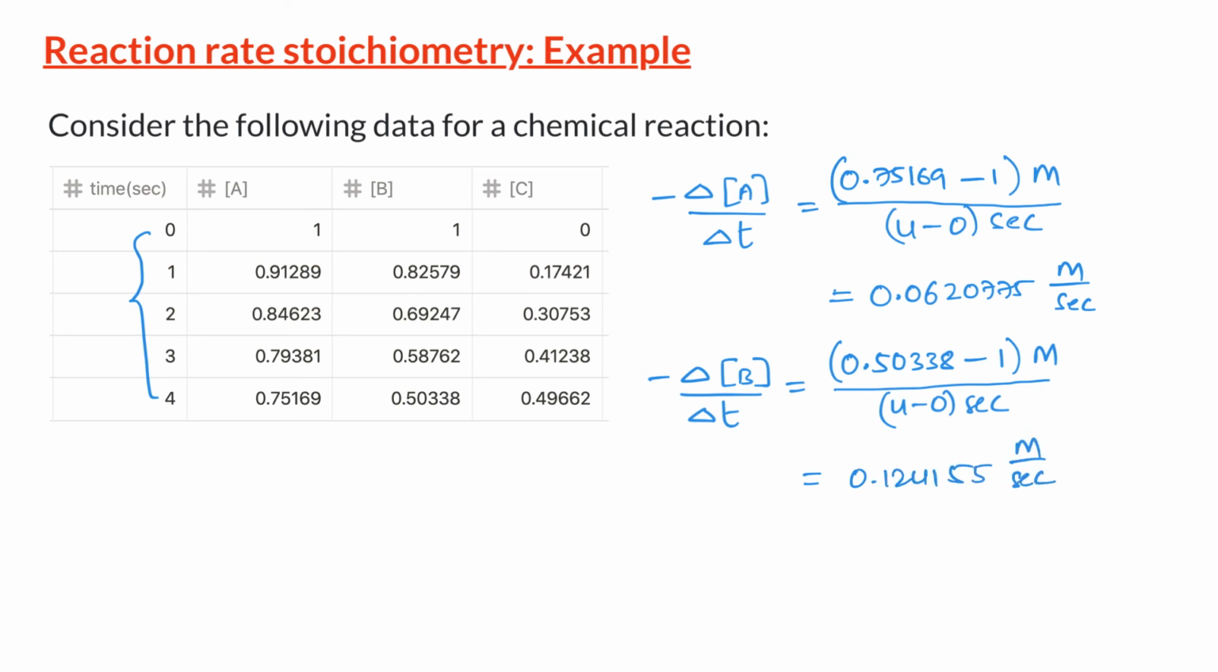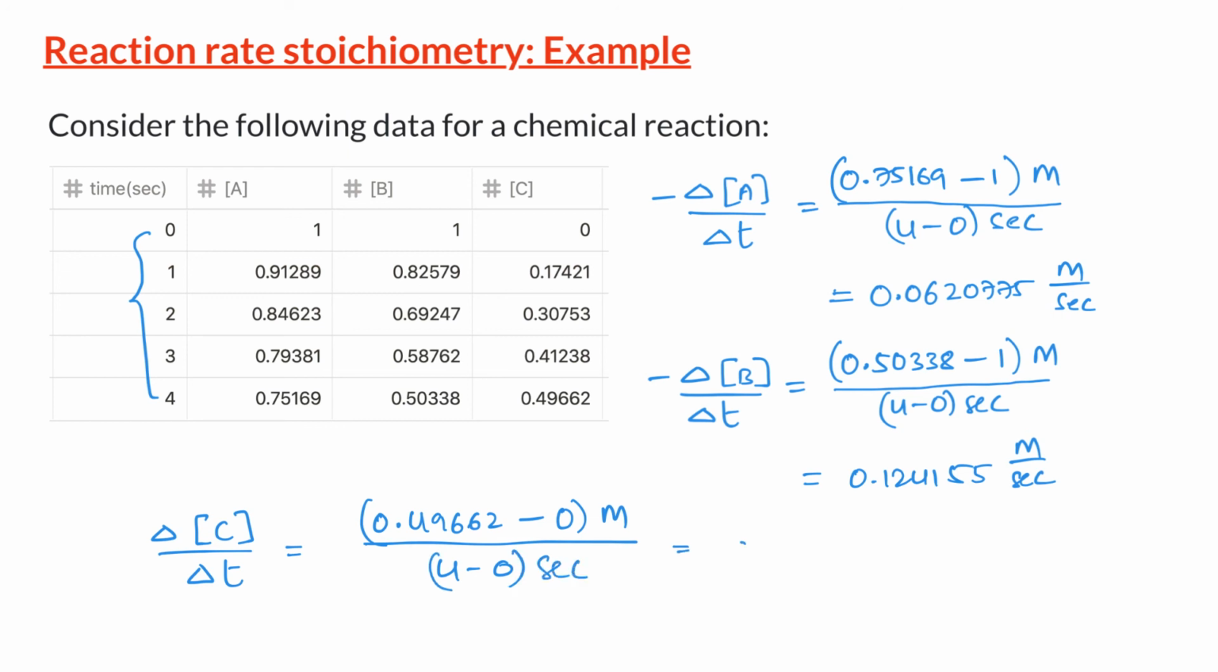Next, let us calculate the rate of formation or appearance of C, that is delta concentration C over delta t. This is equal to the concentration of C at 4 seconds, 0.49662, minus the concentration of C at 0 seconds, that is 0 molar, divided by 4 minus 0 seconds. If we do the math, we get 0.124155 moles per liter second.